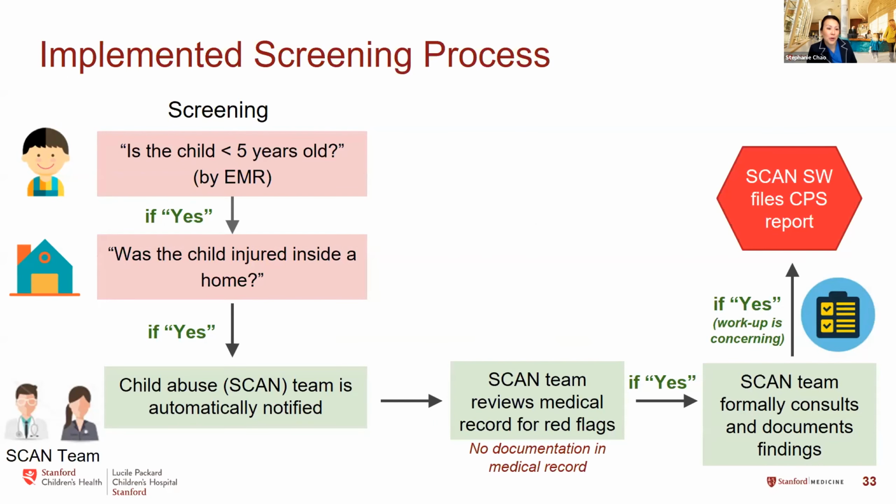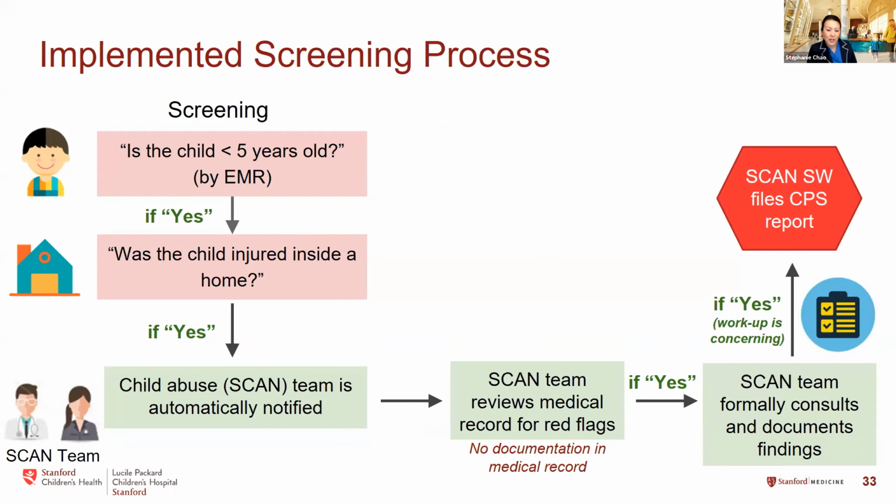So the process now works that if there's a child under the age of 5, which is screened by the EMR, then we figure out if the child was injured in a home. And if that is yes, the child abuse team is automatically notified, as I showed you. The child abuse team then reviews the medical record for red flags. This is all done behind the scenes.